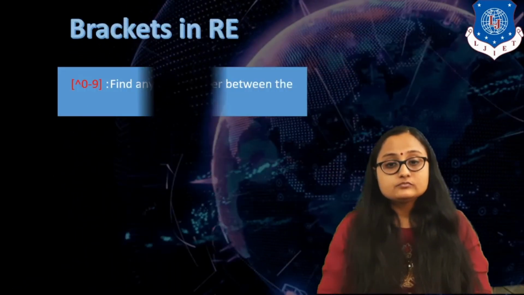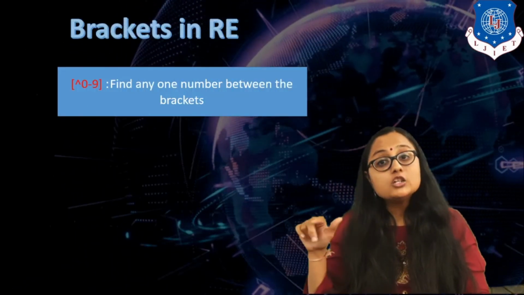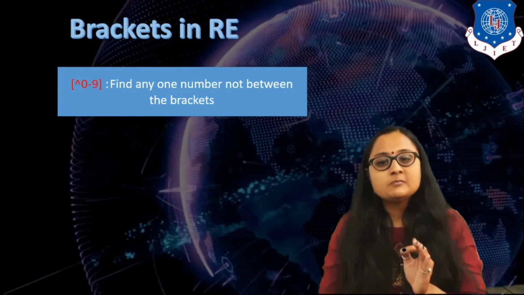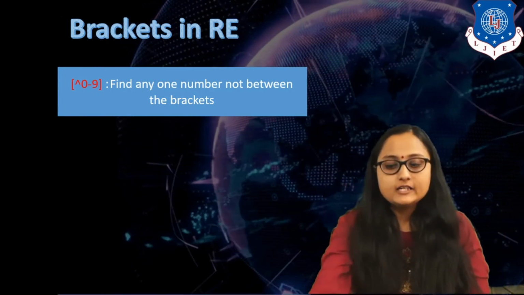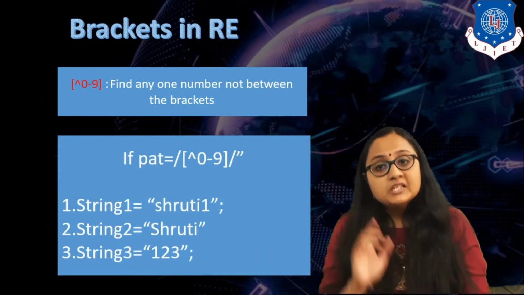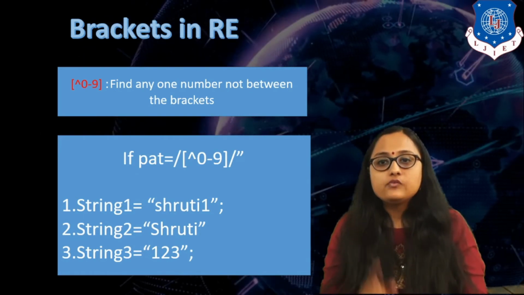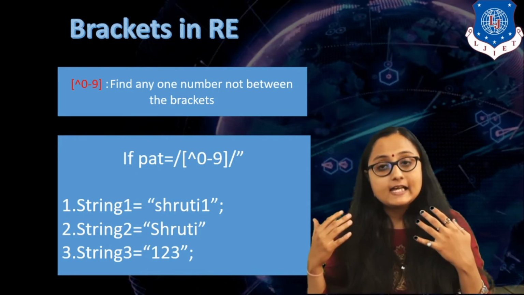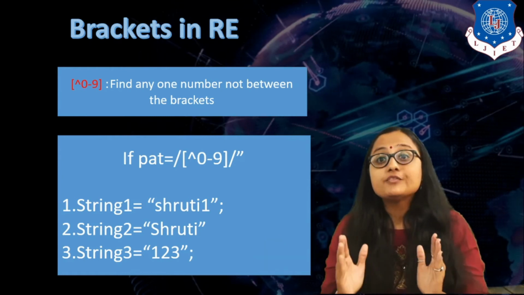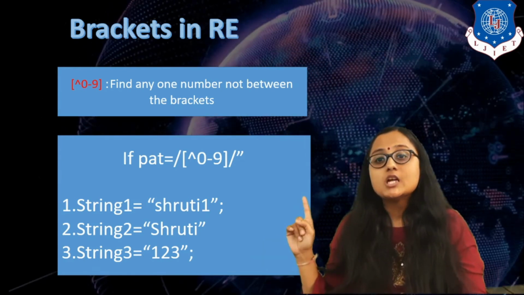The next in the bracket is, if you write caret 0-9, it finds any one character not between the brackets. It means there should be minimum one alphabet, special character, anything in your string apart from numbers. That is what this pattern indicates.